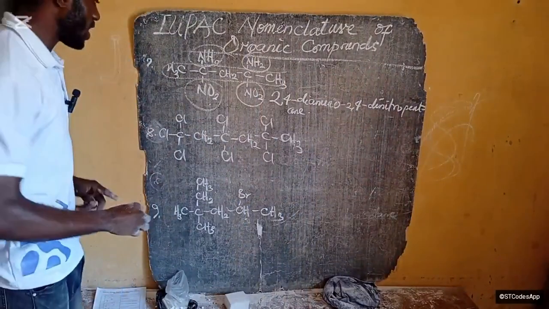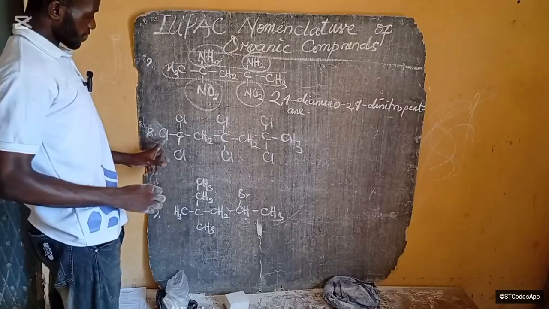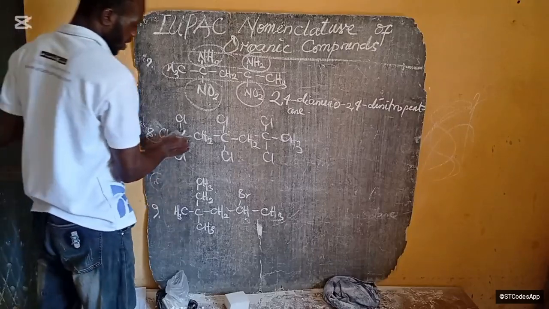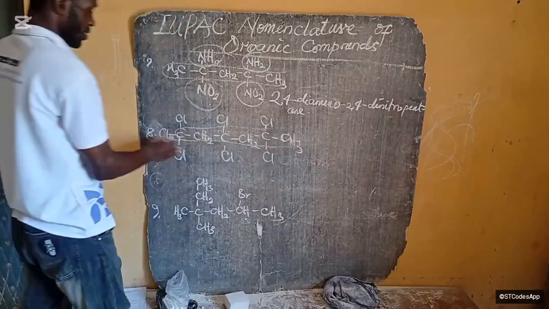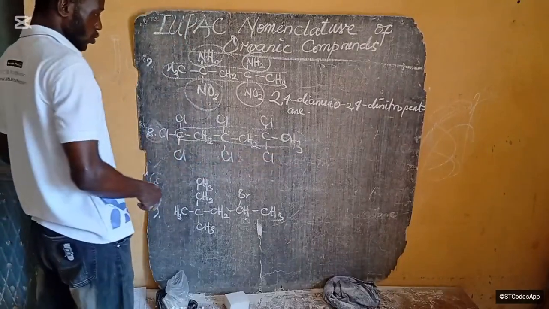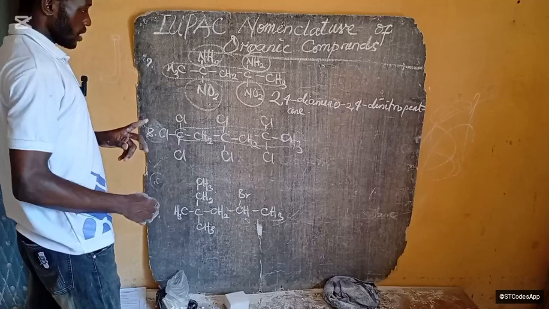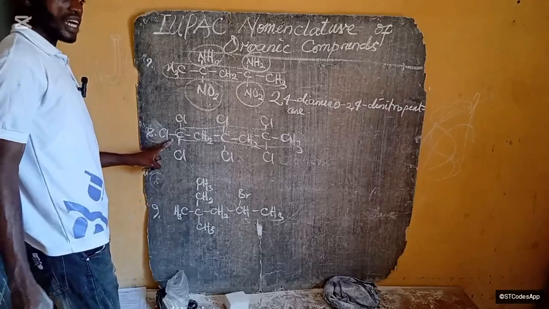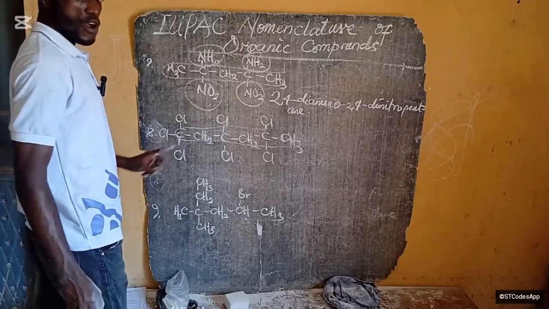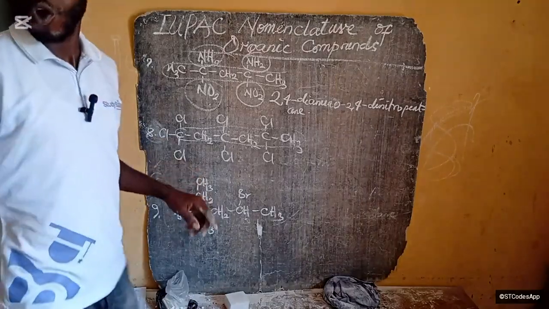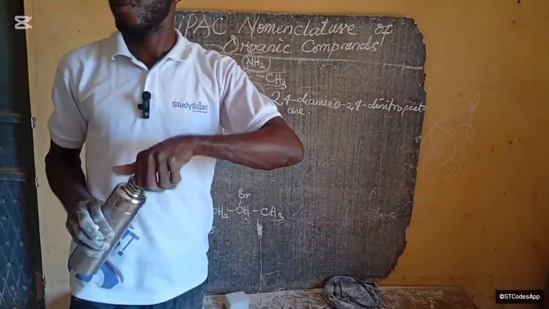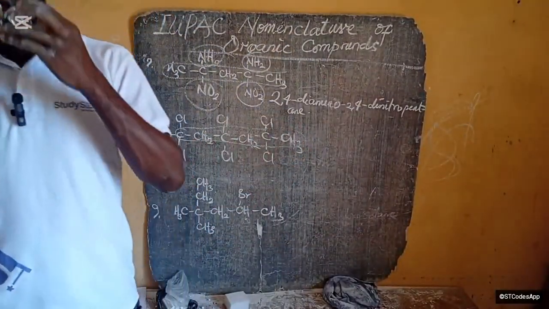Then for this guy, this is going to be our longest chain. Remember, this is not carbon, this is chlorine. So you see that the substituents are starting from carbon 1 here. Whenever you see that substituents start from carbon 1, always consider that direction first.